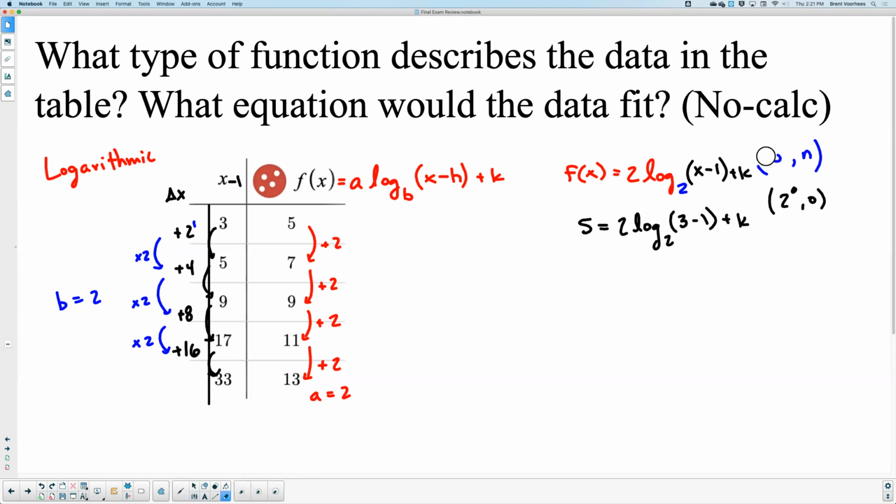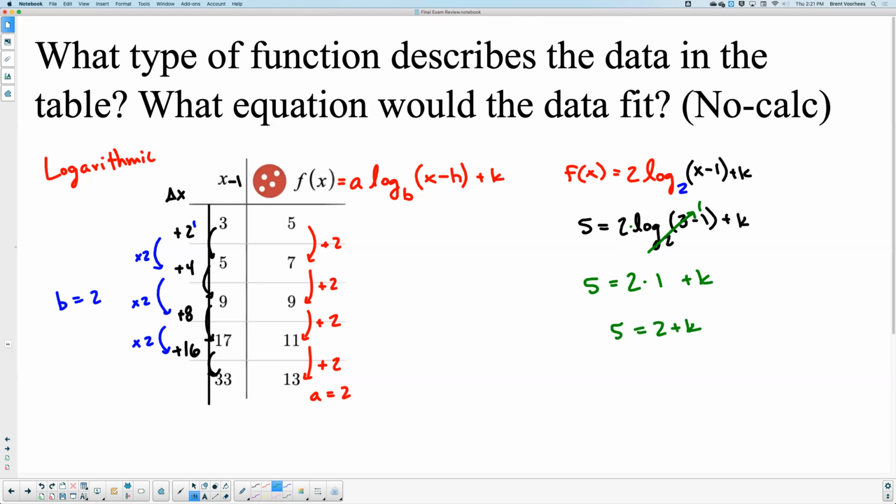I'm going to erase this. That's just going to be extra and confusing later on. So we don't need that. Okay, and we'll solve here. What is 3 minus 1? 2. So this is saying log 2 of 2. What is log of 2 of 2? 1. That value is 1. So this is 5 equals 2 times 1 plus k. What is 2 times 1? 2. So 5 equals 2 plus k.